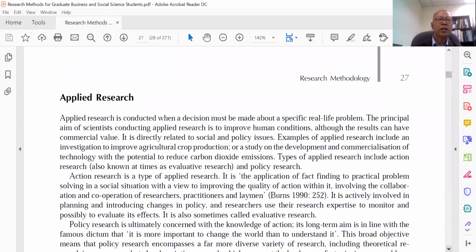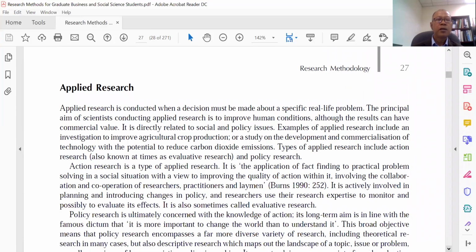On the other hand, applied research is conducted when a decision must be made about a specific real-life problem. The principle or the main aim of researchers when they conduct applied research is to improve human conditions, although the results can have commercial value. It is directly related to social and policy issues.